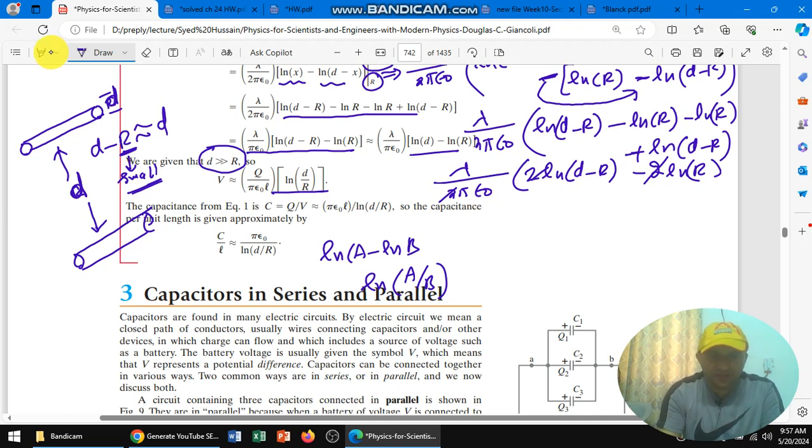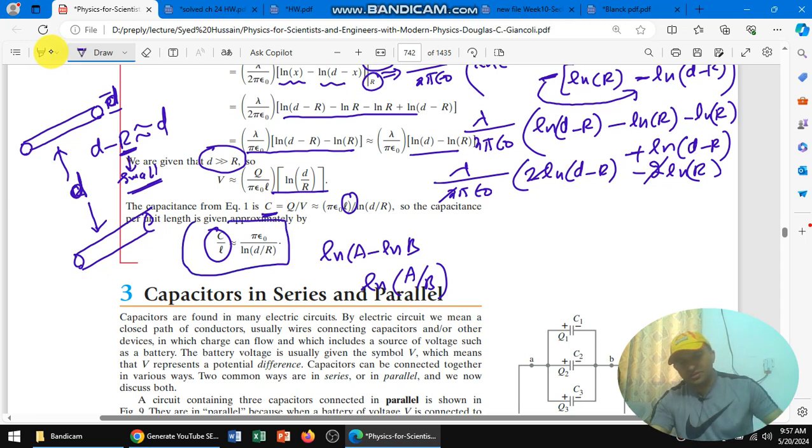So for the capacitance per unit length, the length can be taken to the other side with the capacitance. So C over l is equal to pi epsilon naught over log of d over r. So this is the capacitance. This formula shows that the capacitance per unit length depends on the separation d and the radius r, through log of d over r. Okay, thank you.